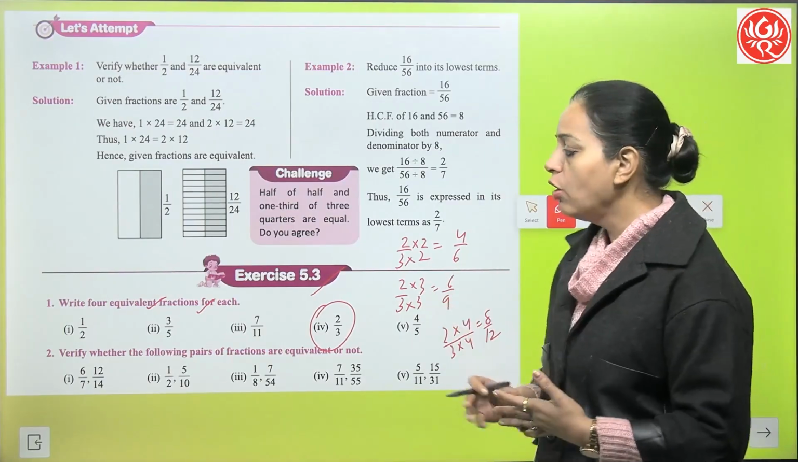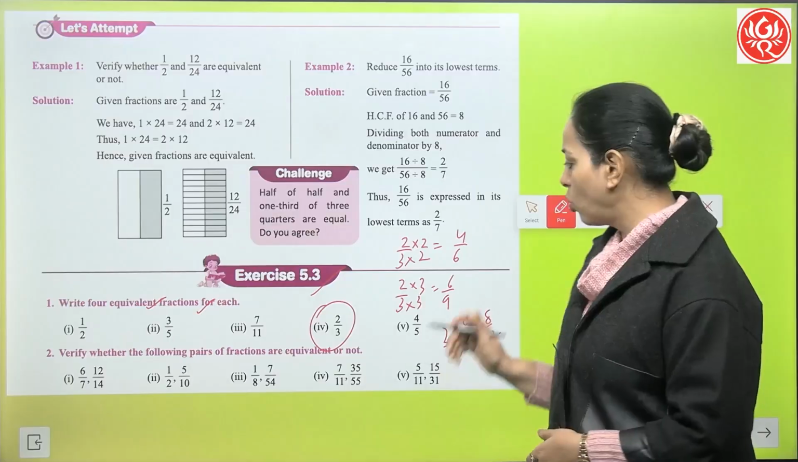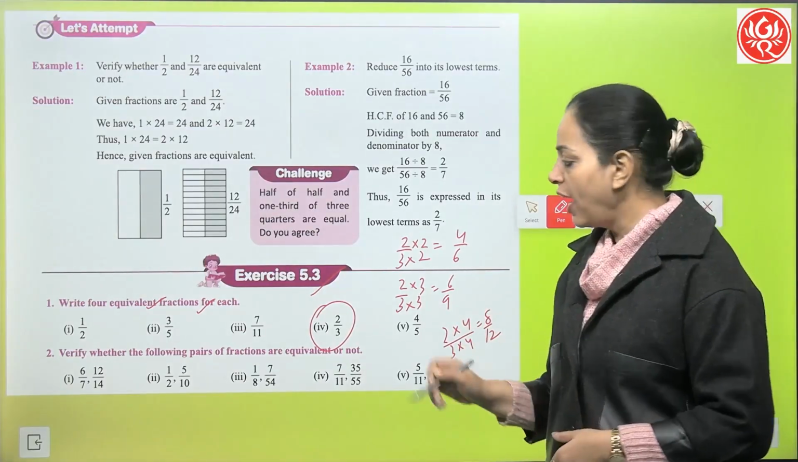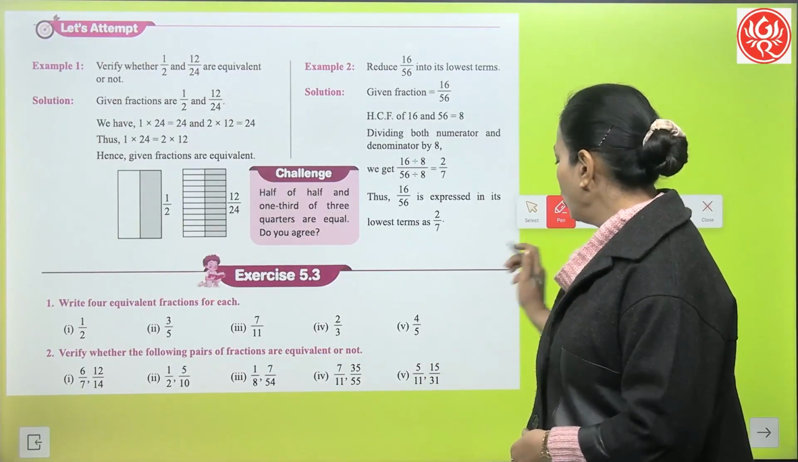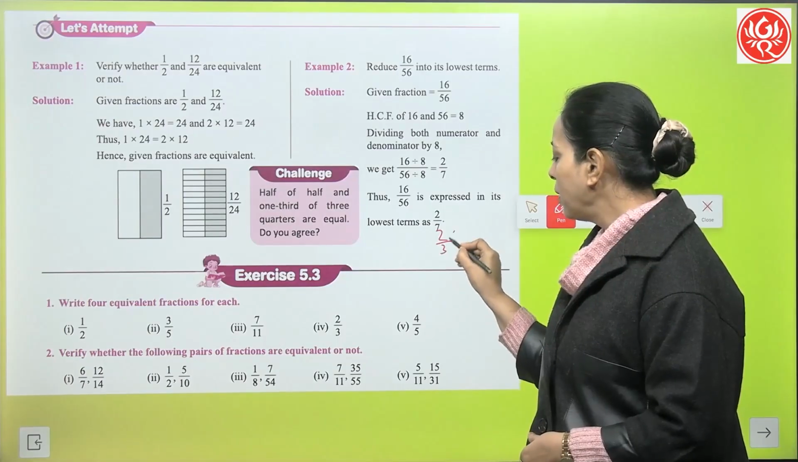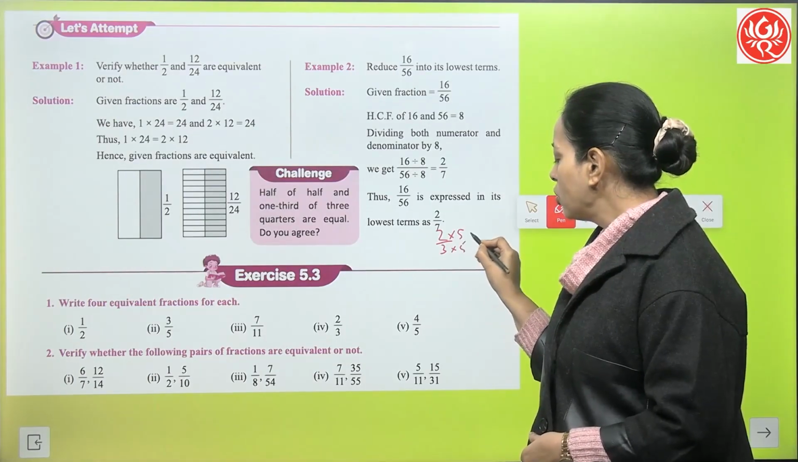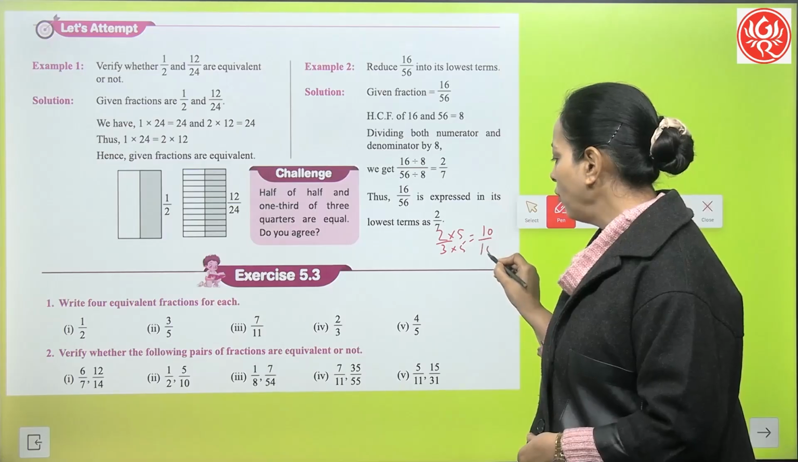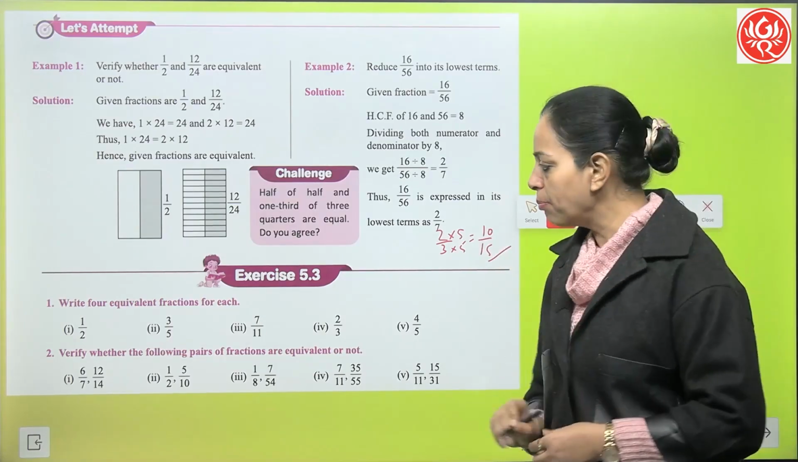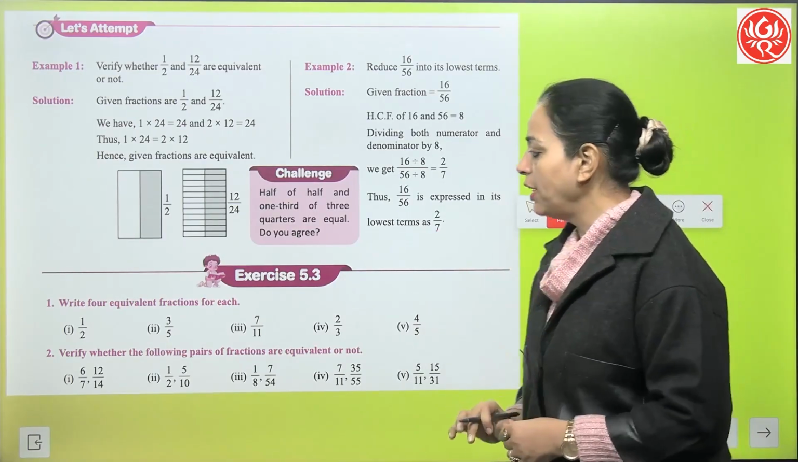Okay, we have to find 4 equivalent fractions. So here are 3 equivalent fractions and one more. What to do? 2 by 3 multiply by 5. So that is 10 upon 15. Okay, very simple. Similarly, you can try the remaining parts.